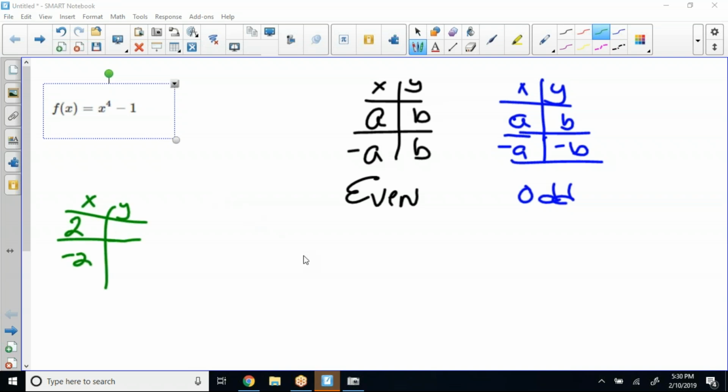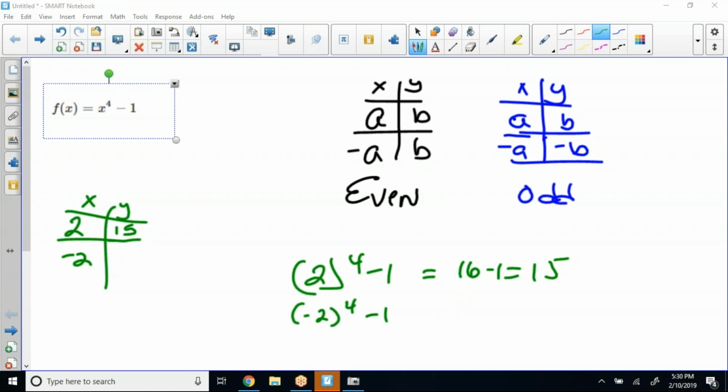And what we're going to do is evaluate it. So that's 2 to the 4th minus 1. That would be 16 minus 1, which is 15. So we'll put 15 right here. Then we've got negative 2 to the 4th minus 1. Again, negative 2 raised to the 4th is 16. 16 minus 1 is 15. Right? So an x and its opposite gave me the same outputs. That would be even, right? Yeah. That's all you're doing.